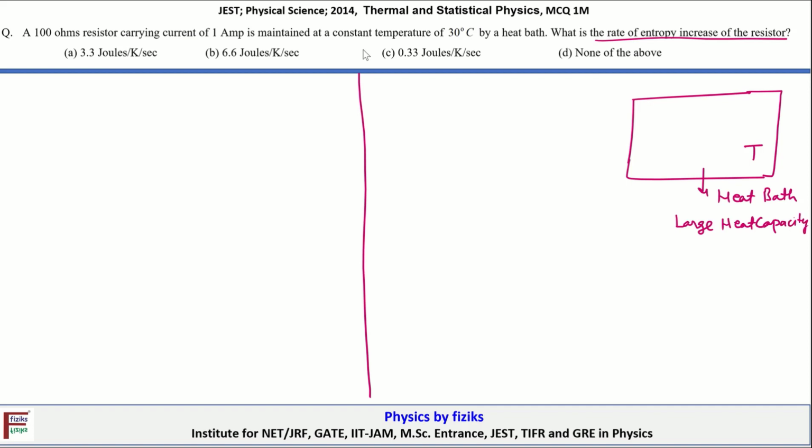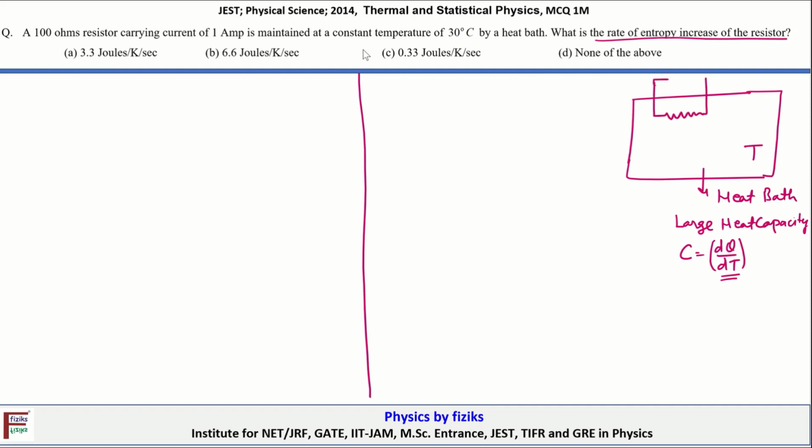When we talk about large heat capacity, that means C equals dQ by dT. So when you add or remove a small amount of heat, the temperature of the reservoir doesn't change. Basically you require a very large amount of heat to change the temperature of the reservoir by one unit. So this heat bath's temperature will not change for a finite amount of heat exchange with any entity. Here the given entity is the resistor, which is immersed in this heat bath.